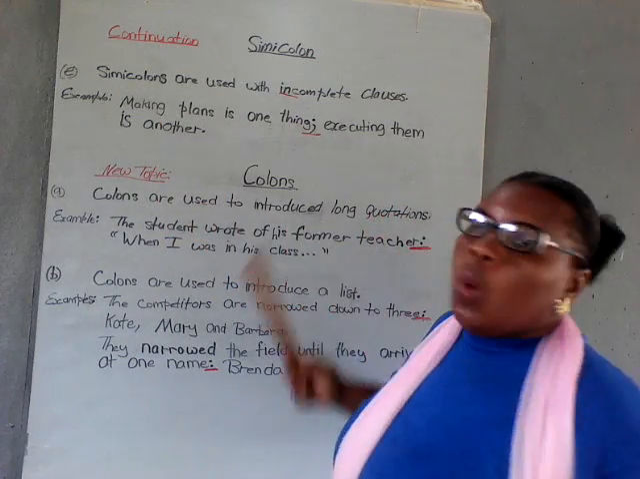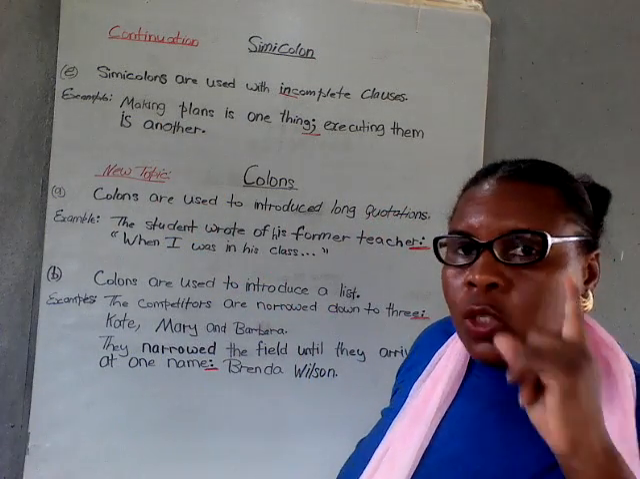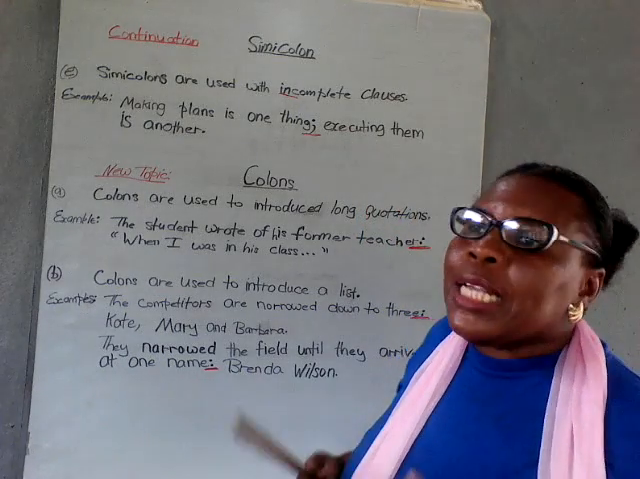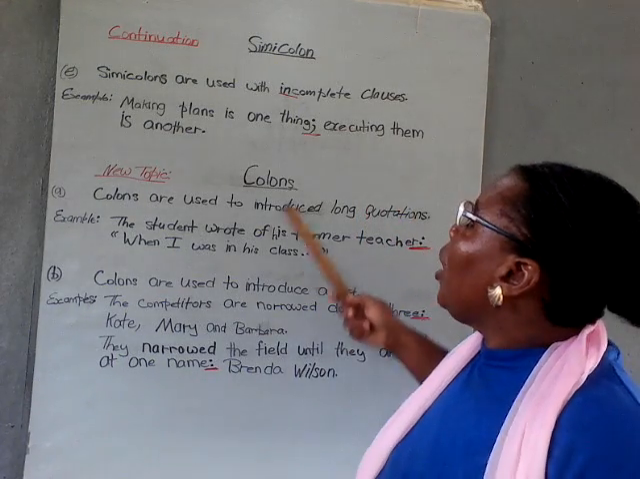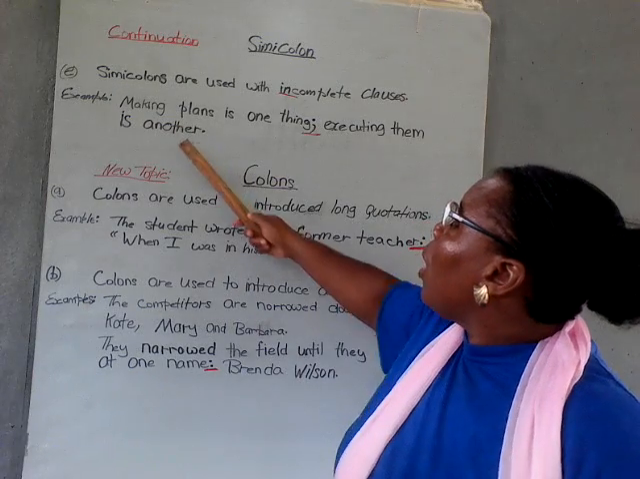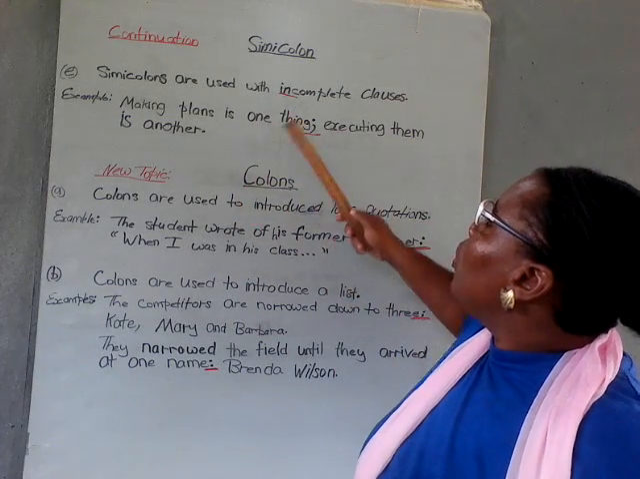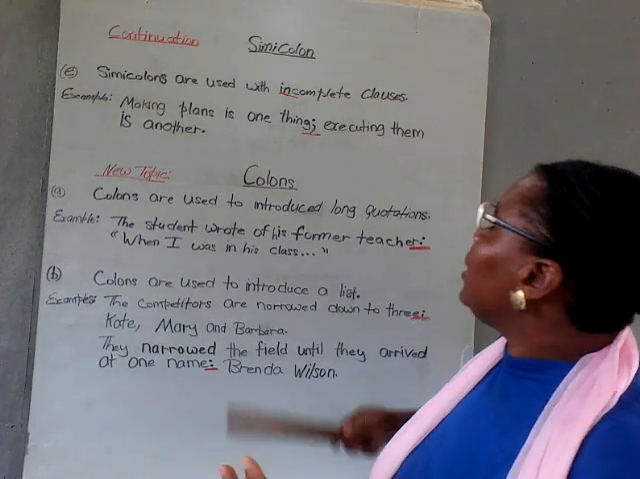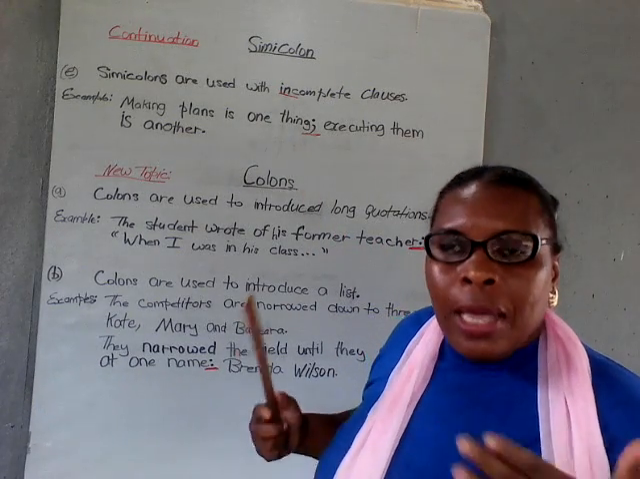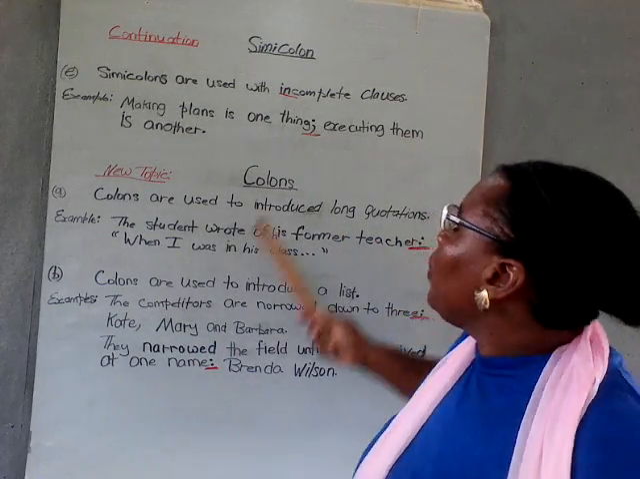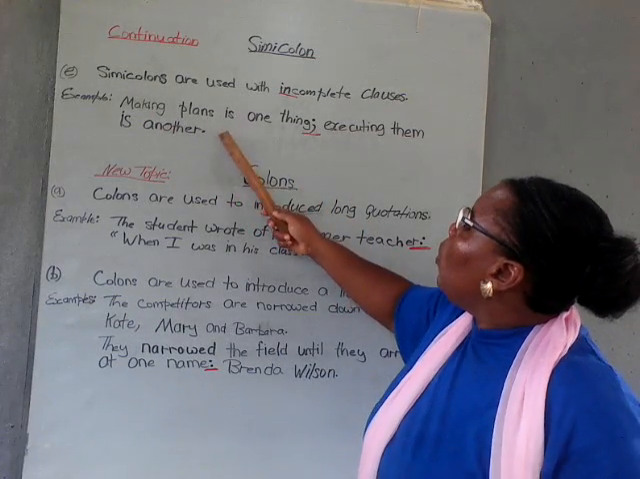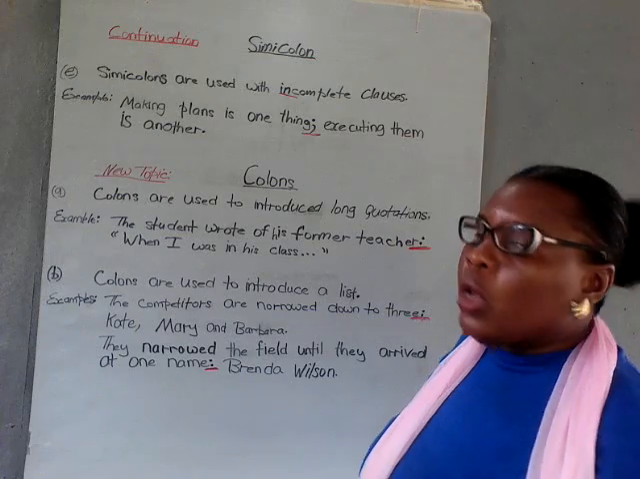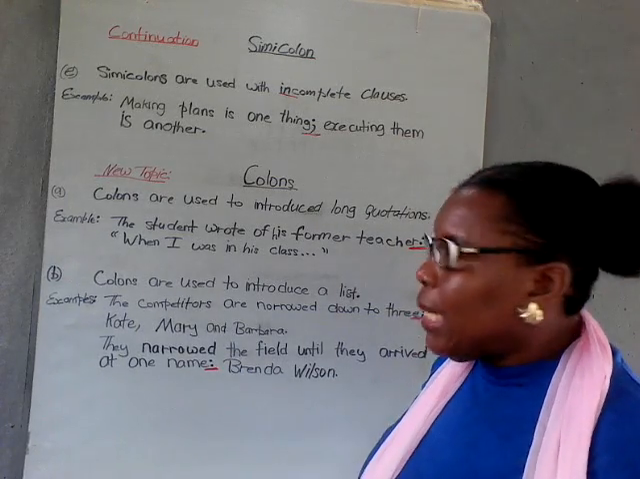Making plans is one thing; executing them is another. I could have gone the route of adding a word where I have put the semicolon, but I didn't do that because it is incomplete. It's not finished, right? Making plans is one thing. Executing them is another. So it is an incomplete sentence.